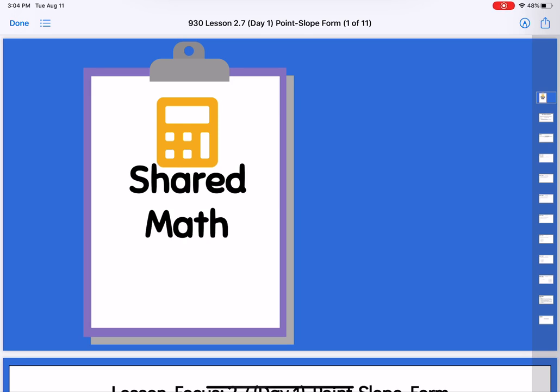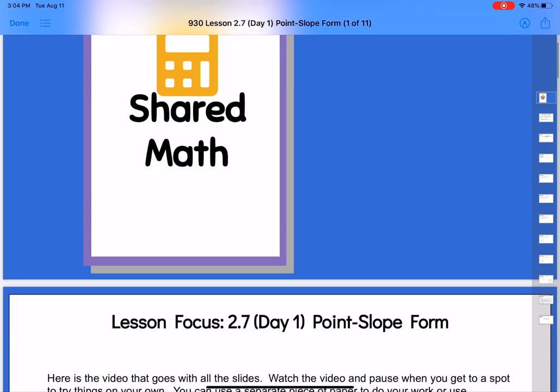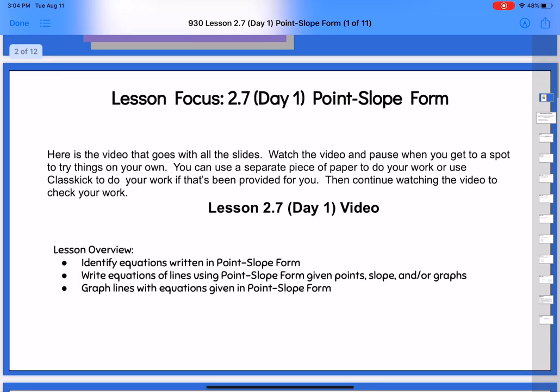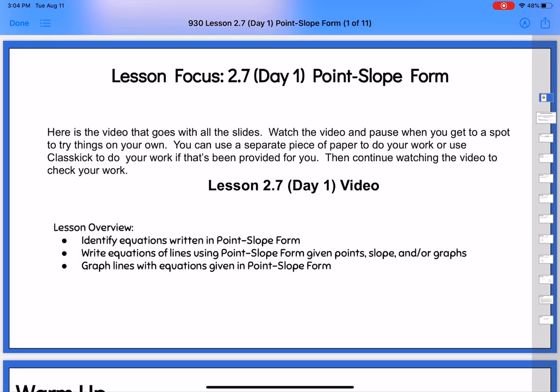So our video for today is about 2.7 day 1, and we're going to start talking about a new form for linear equations called point-slope form. So the goal for today is to identify some equations that are written in point-slope form. We're going to write equations of lines using point-slope form, given a variety of things: points, slope, and/or graphs. And then we're going to graph lines that have equations given in point-slope form. So we're really going to get the basics of point-slope form down today.